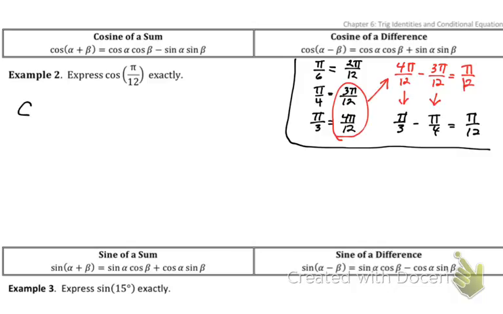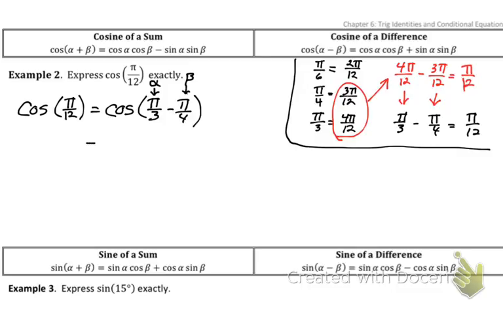Alright, so we have cosine of pi over 12. I'm going to rewrite that as cosine of pi over 3 minus pi over 4. It's very important that you write them in the proper order because one is our alpha and the other one is our beta. And it matters what order I put it in. Alright, so I have an angle minus an angle. That sure looks like this one. So we're doing cosine times cosine plus sine times sine.